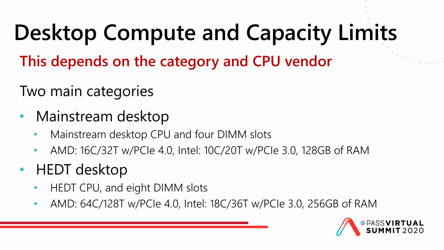So moving on, desktop machines. What are the limits for desktop machines? And this depends on the category of the desktop machine and which CPU vendor we're talking about, whether it's AMD or Intel. So you've got 2 main categories here. You've got a mainstream desktop, and you've got a high-end desktop, HEDT. So with mainstream desktops, you're going to have 4 DIMM slots, unless you have a really small motherboard where it might be limited to 2 DIMM slots. But most desktop mainstream machines have 4 memory slots.